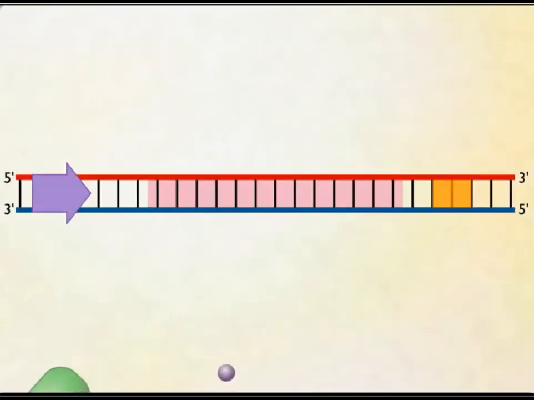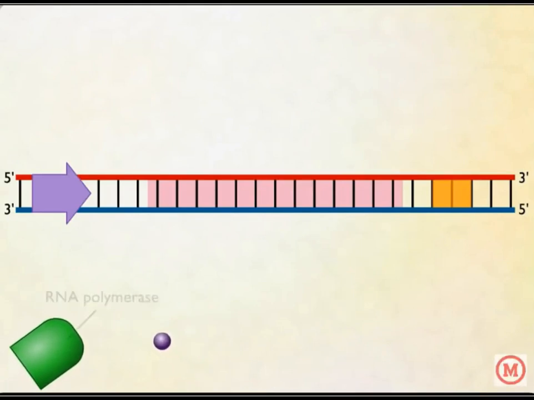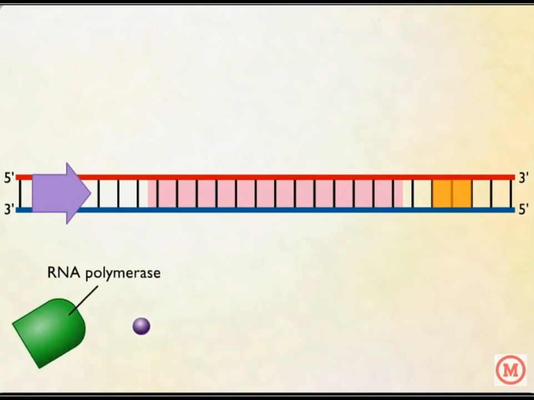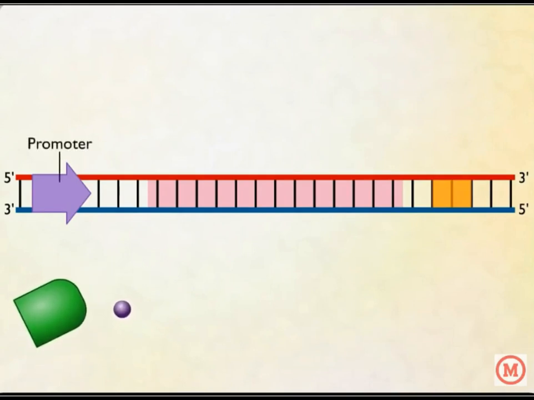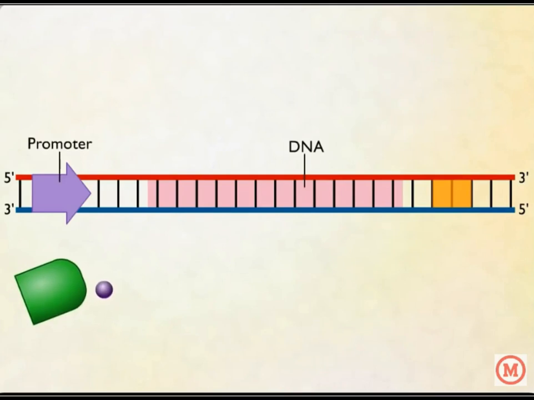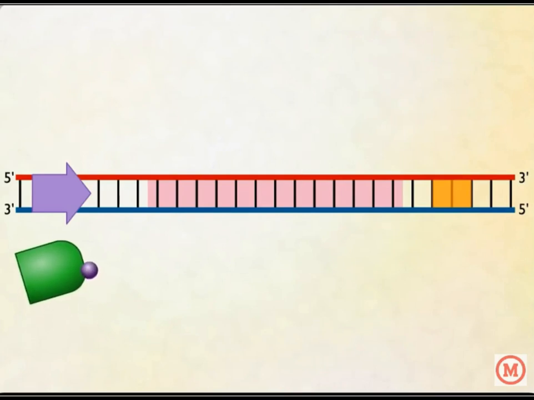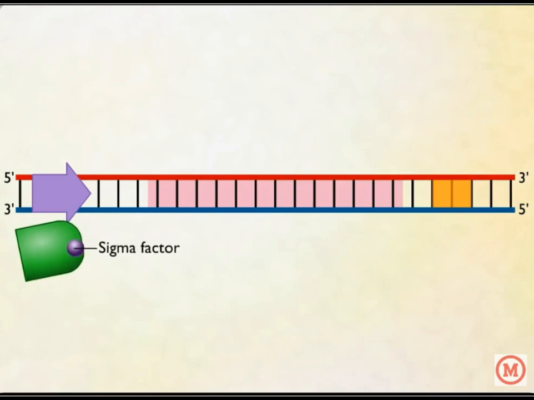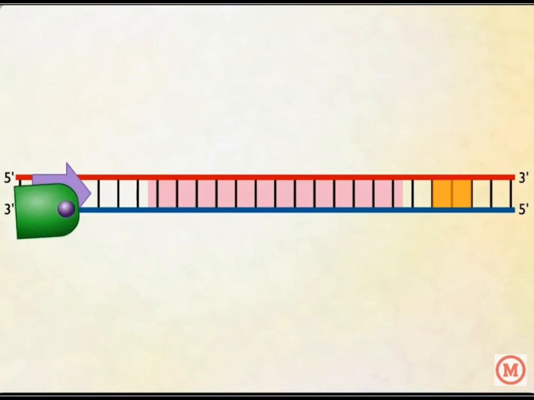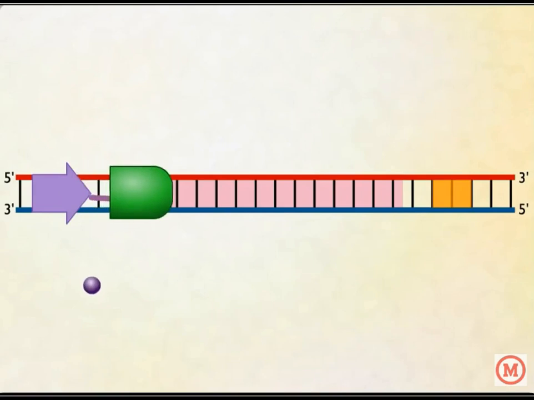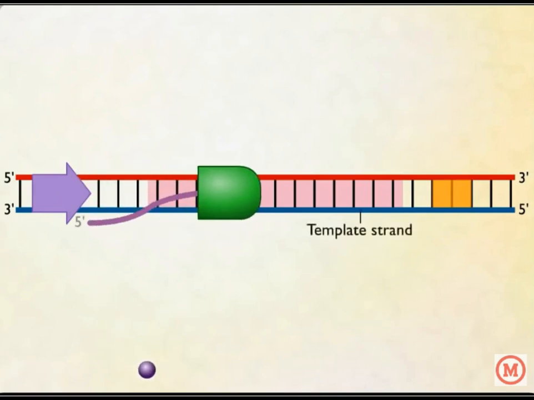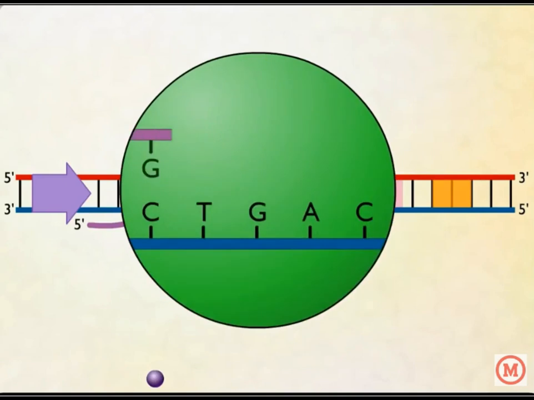The synthesis of messenger RNA is called transcription. Transcription begins when RNA polymerase recognizes and binds to the promoter region on the double-stranded DNA molecule. A particular subunit of the RNA polymerase, called the sigma factor, participates in recognition of the promoter region. Soon after transcription is initiated, the sigma factor dissociates from the RNA polymerase. RNA polymerase moves along the template strand of the DNA, synthesizing the complementary single-stranded messenger RNA molecule.